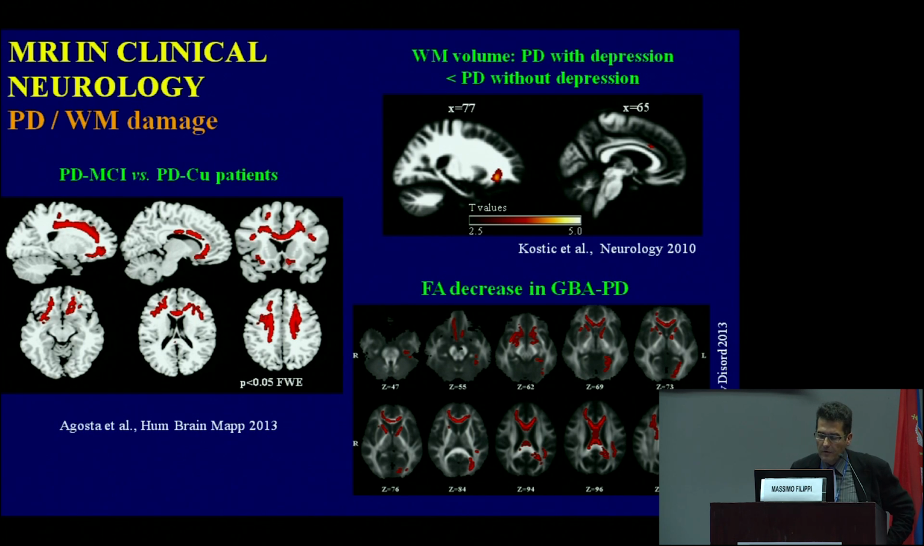For instance, in patients with PD associated with GBA gene modification, you do have much more widespread white matter damage than in those without this risk factor. So white matter damage is present in Parkinson's disease, and it's also related to the clinical manifestations of the disease, or at least it might be useful to distinguish between different variants of this condition.